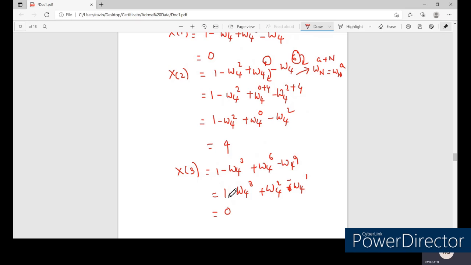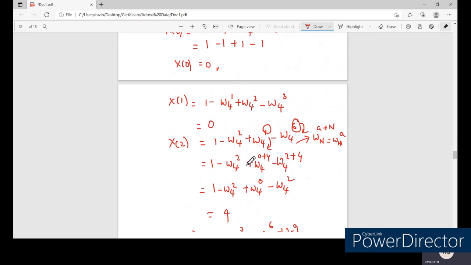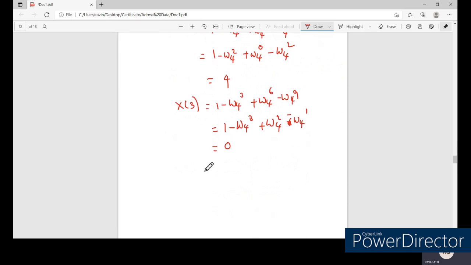So therefore, what values will you be getting? 0, 0, 4, 0. You'll be getting the answer x of k equal to 0, 0, 4, 0. This is the answer you got. Okay, but this is only the first half. Now what is the second half? They have asked you to find the DFT of the given sequence.